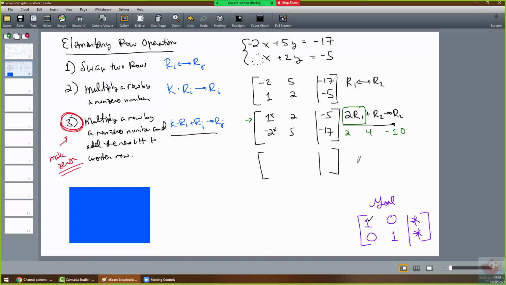We're going to take these green numbers, which is 2, 4, negative 10 from row 1, and we're going to add it to row 2. And remember, this is row 2. So negative 2 plus positive 2 makes 0. 5 plus 4 makes 9. And lastly, negative 17 plus negative 10 makes negative 27.